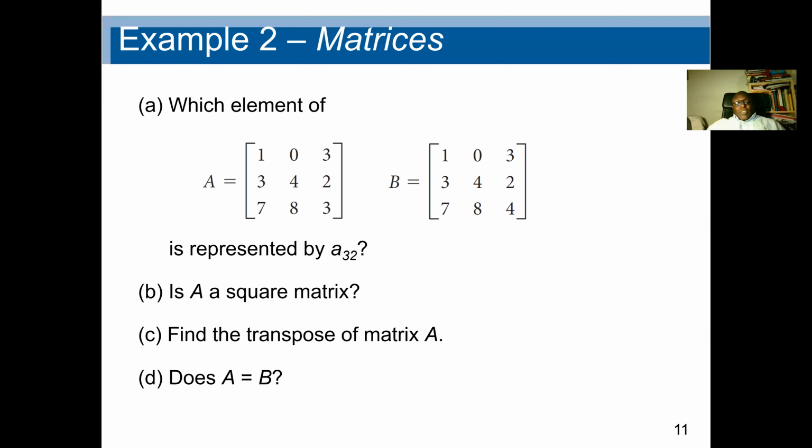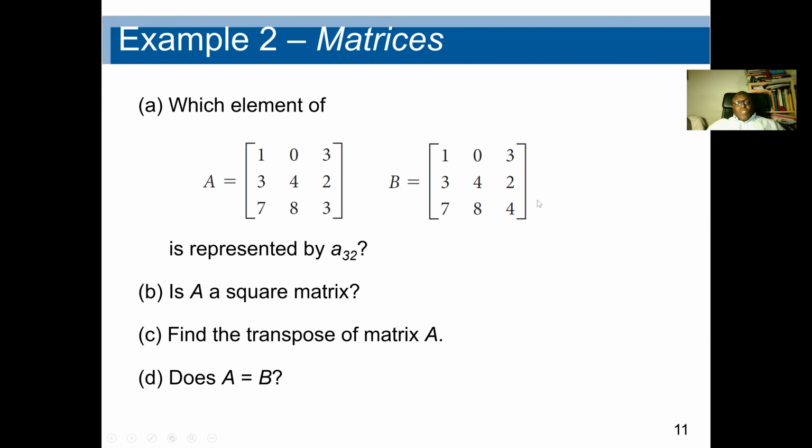Now another question: is A a square matrix? Yes, it's a square matrix. The number of rows is the same as the number of columns, so we have 3 by 3. Now we should find the transpose of matrix A. It means we should turn the columns to rows. So it will be 137, 048, 323 across.